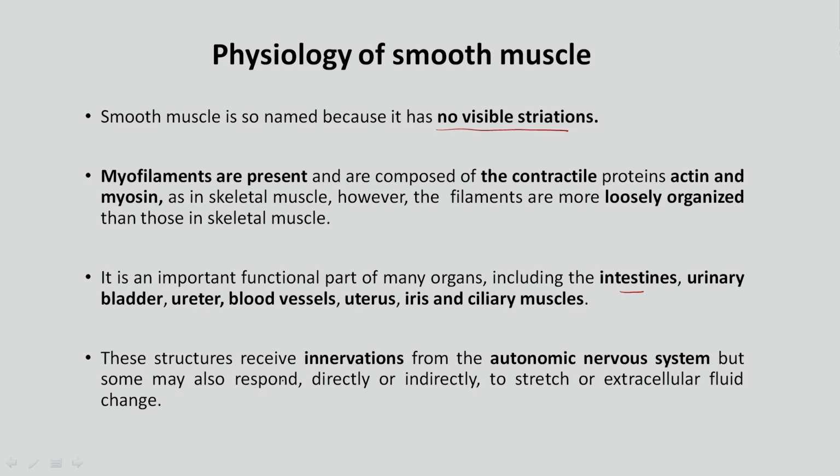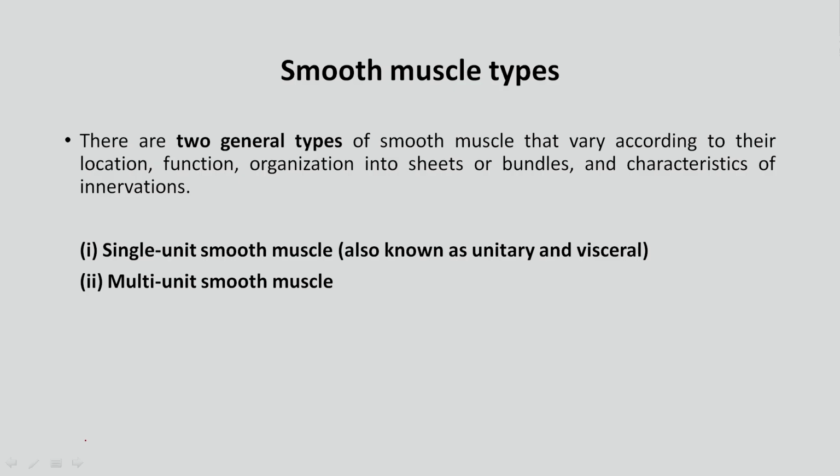These structures receive innervation from the autonomic nervous system and automatically contract and relax, but many may respond directly or indirectly to stretch or extracellular fluid change. So, generally they have autonomic innervation, but if you provide some kind of stretch, then this kind of muscle may also contract. Now, we will see what the types of smooth muscles are.